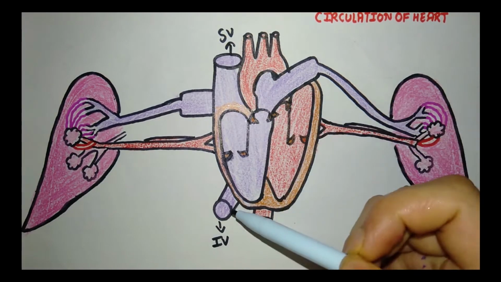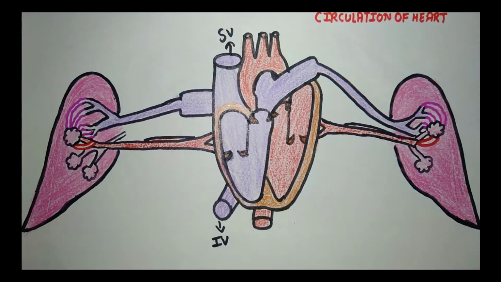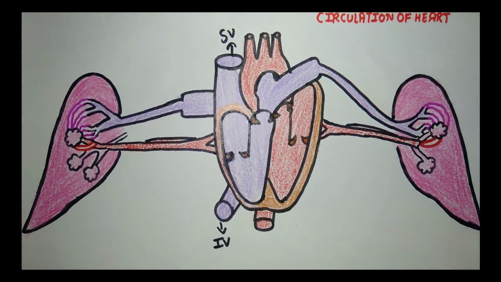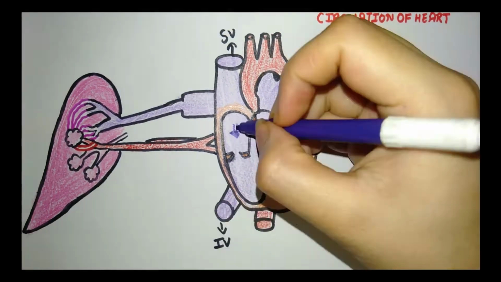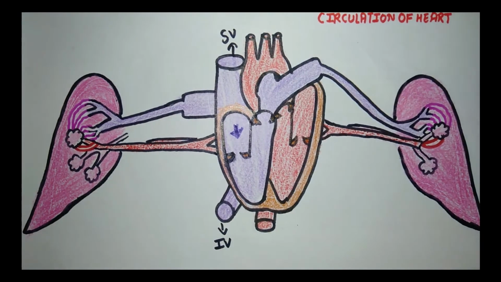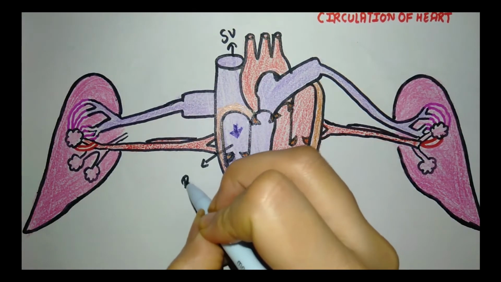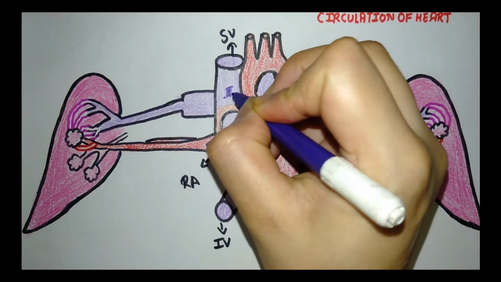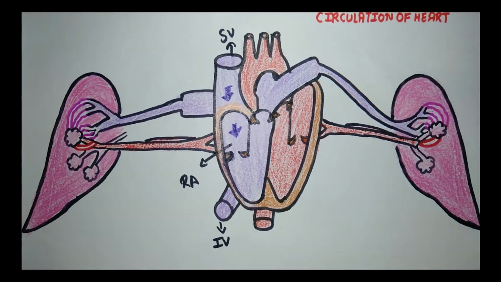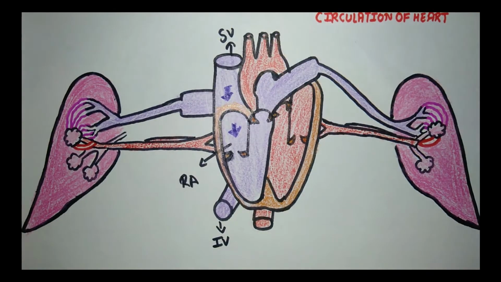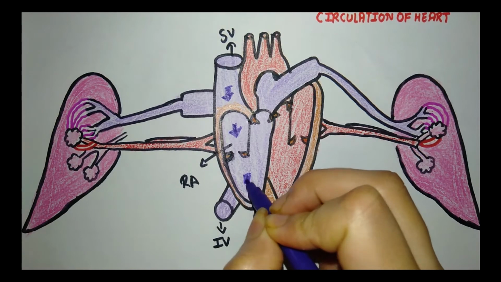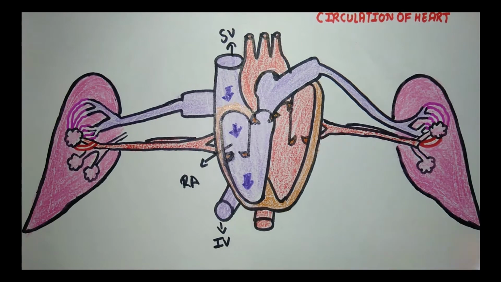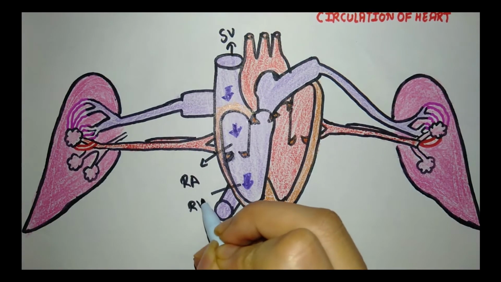The superior and the inferior vena cava, which are the largest veins of the body carrying the deoxygenated blood, empty their content into the right atrium here, and I will write the right atrium as RA. And from the right atrium, during the atrial contraction, the blood will go towards the right ventricle due to the opening of this tricuspid valve. And I will write here RV as the right ventricle.